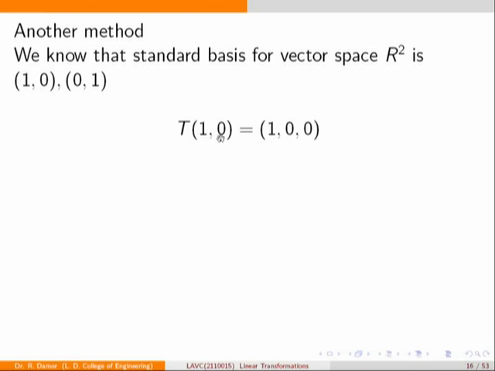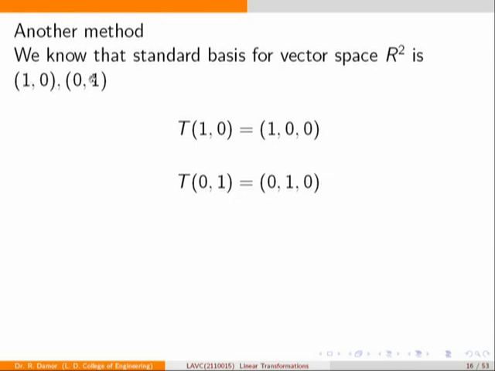Suppose T of (1, 0). By definition, T of (a, b) is (a, b, 2ab). So this is a and b, so this is (1, 0) and twice the multiplication of these two elements, so this is 0. Clear? Same thing, T of (0, 1) is (0, 1) and twice the multiplication of these two coordinates, so this is equal to 0. So T of (1, 0) is (1, 0, 0) and T of (0, 1) is (0, 1, 0).